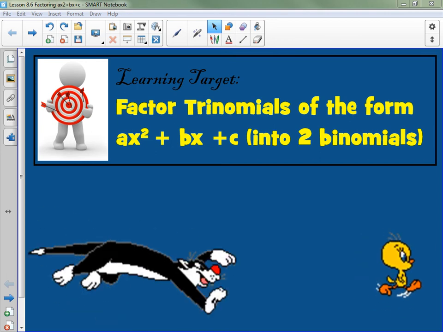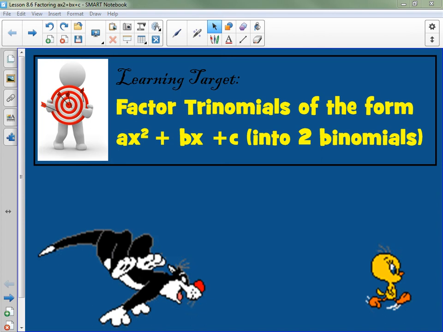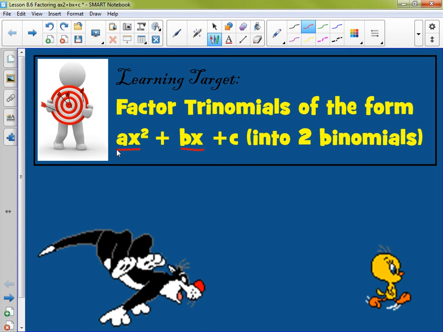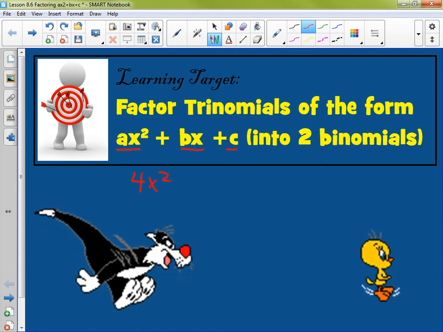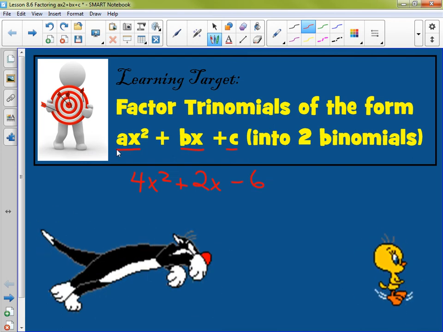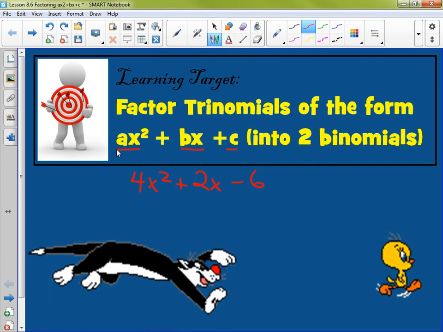Alright, you factored trinomials, the easy ones, and now it's time for you to factor the more difficult trinomials, the ones that are in the form ax² plus bx plus c. An example would be like 4x² plus 2x minus 6. And you're going to do this using the same method.